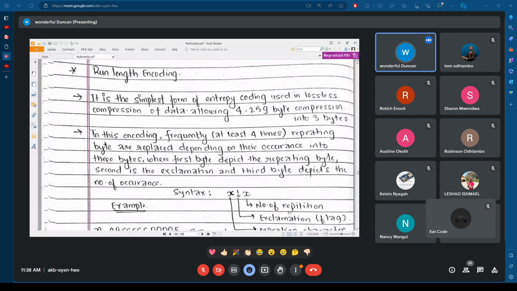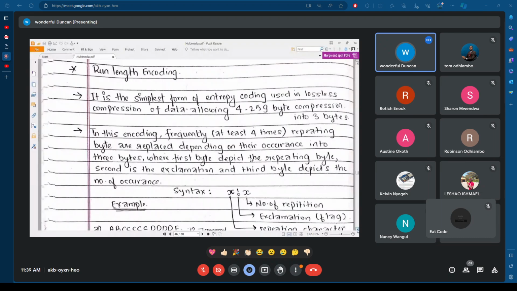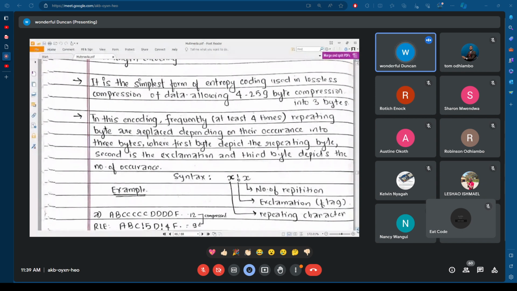So we have this syntax, which is what I want to explain as you write. I hope you have written run-length encoding. So this is what we have. We are writing in this encoding frequently at least 4 times. Repeating bytes are replaced depending on the occurrence into 3 bytes, where the first byte shows the repeating byte, and we are going to see that.